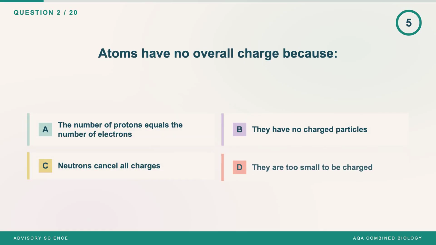Question 2. Atoms have no overall charge because. Option A, the number of protons equals the number of electrons. Option B, they have no charged particles. Option C, neutrons cancel all charges. Option D, they are too small to be charged. What is your answer?